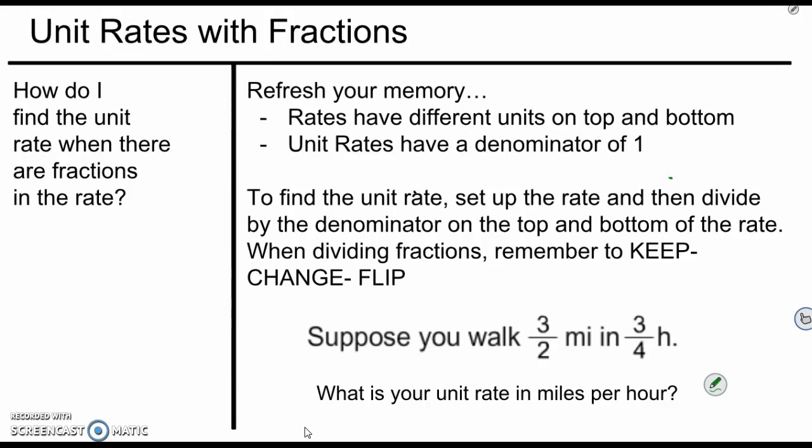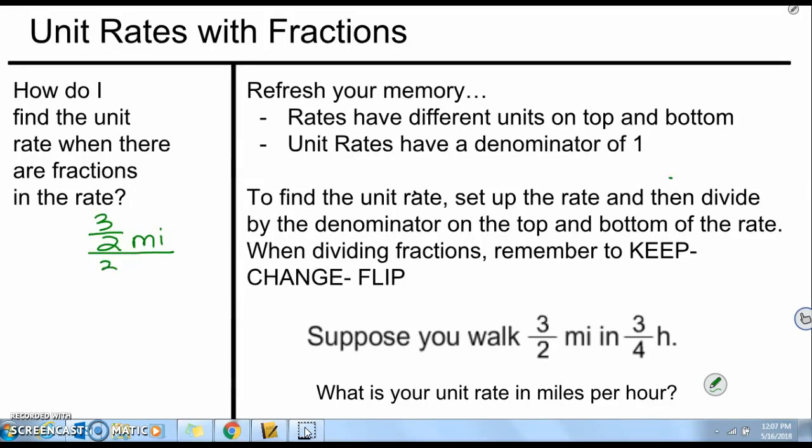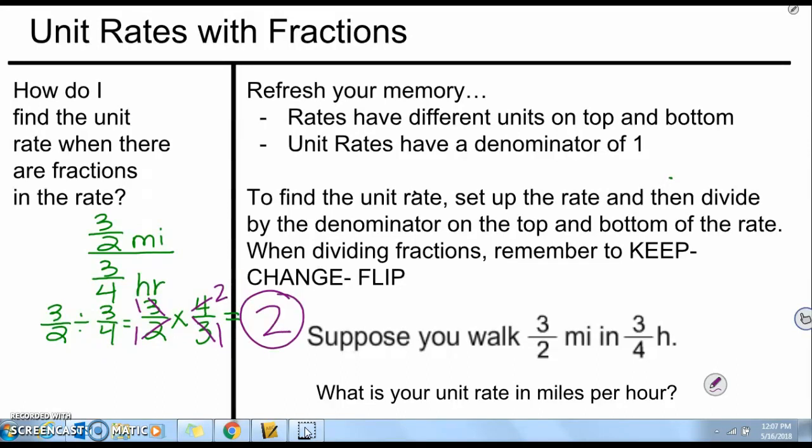So to set up the first problem, what is your unit rate in miles per hour? That's 3/2 of a mile in 3/4 of an hour. So to solve this problem, we would have 3/2 divided by 3/4, which, as we know with dividing fractions, would be 3/2 times the reciprocal, which is 4/3. We can cross simplify. 3 and 3 share 3, 2 and 4 share 2, and that would leave us with 2 miles in 1 hour.